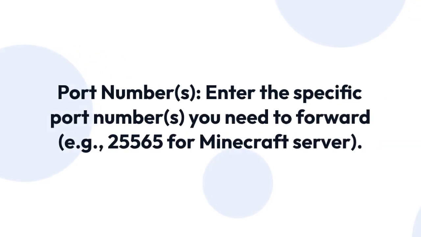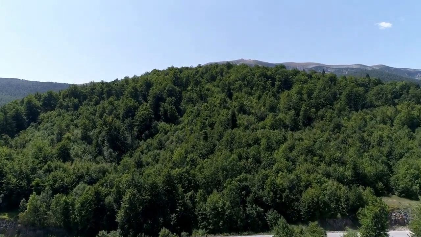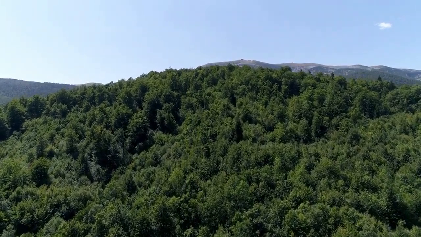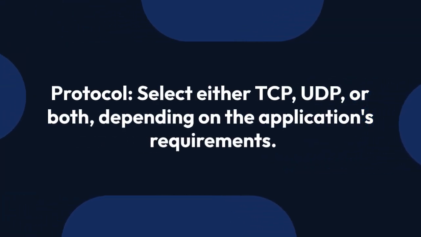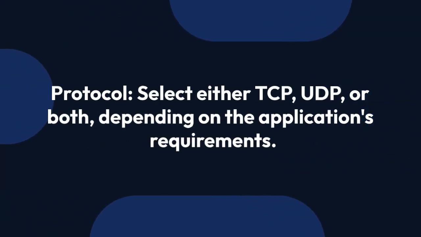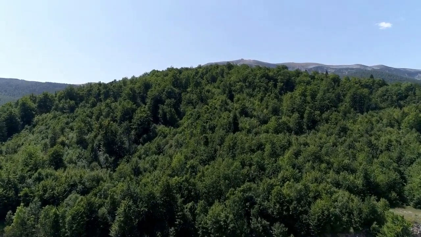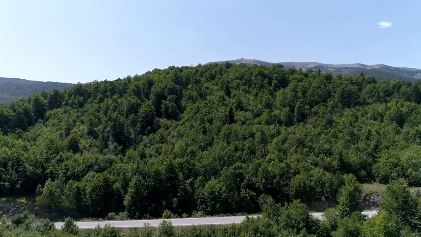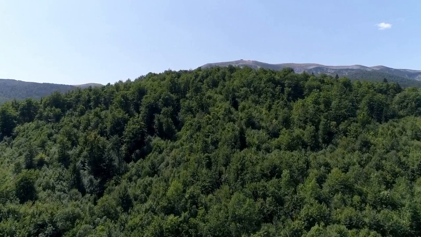Port numbers. Enter the specific port numbers you need to forward. For example, 25565 for Minecraft server. You may need to specify both the starting and ending ports if you're forwarding a range. Protocol. Select either TCP, UDP, or both, depending on the application's requirements. Consult the application's documentation for this information. Description. Optional. Give your rule a descriptive name for easier identification later.